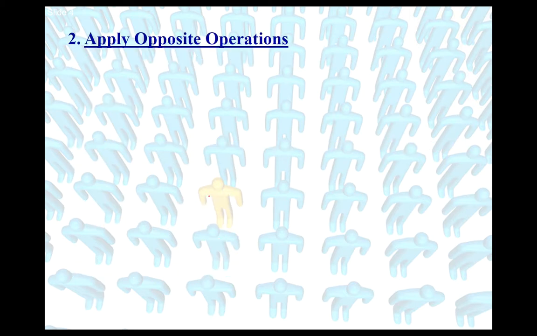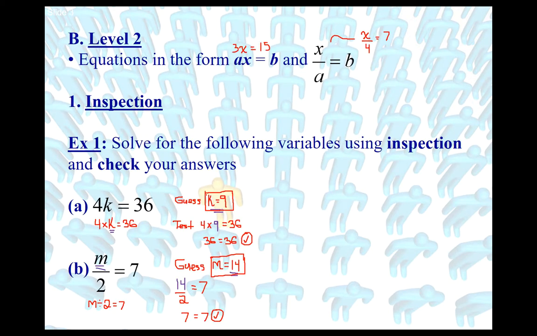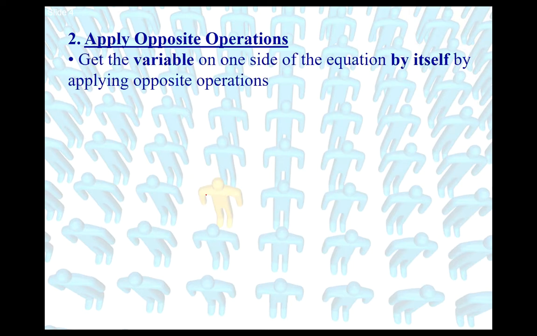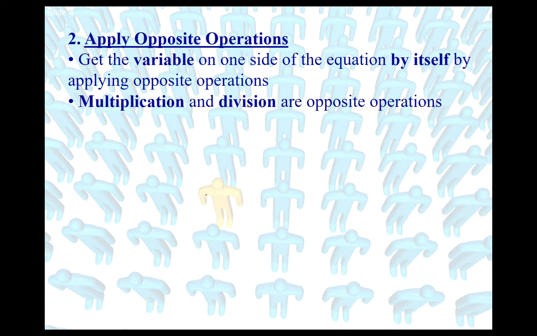For method 2, I want to apply the opposite operation. And again, just a quick reminder, the opposite operation method is the one where we apply the isolation technique. We want to get the variable on one side of the equation by itself, and we do that by applying opposite operations. Now, in this case, we're dealing with multiplication and division, so we're going to have to worry about them being opposite operations. Okay, so let's go through a bunch of examples here.